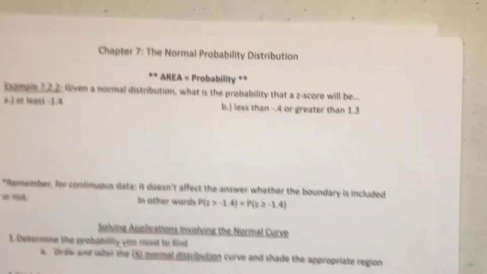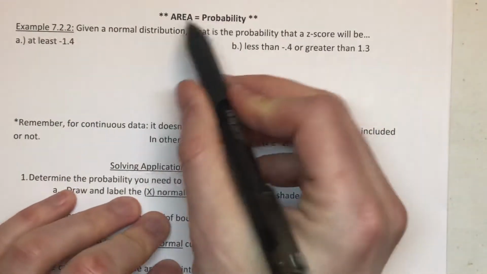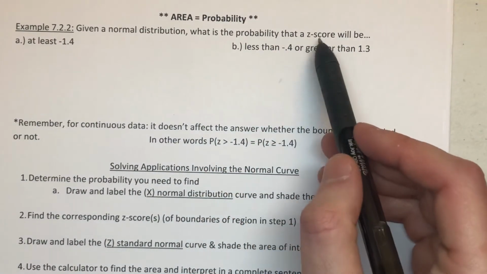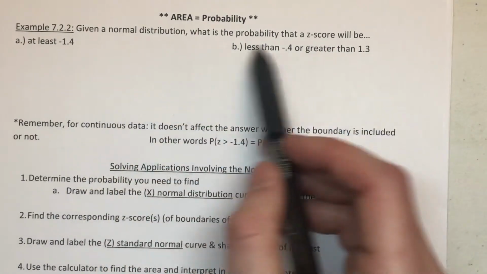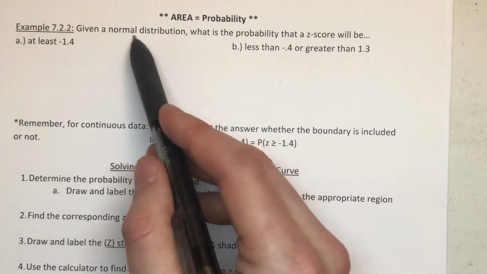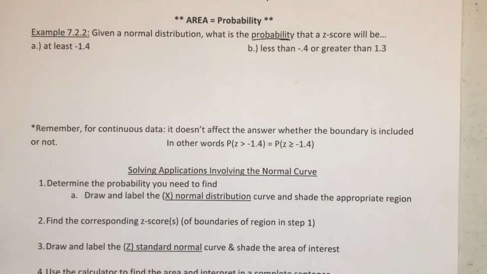All right, so next page here. Again, we're making the transition from just the question of area to the question of probability, which are the exact same question. Now the question is what's the probability that a z-score will be something? I've just changed the wording from area under the curve to working with a normal distribution. Probability is now the question, but it's the same question.